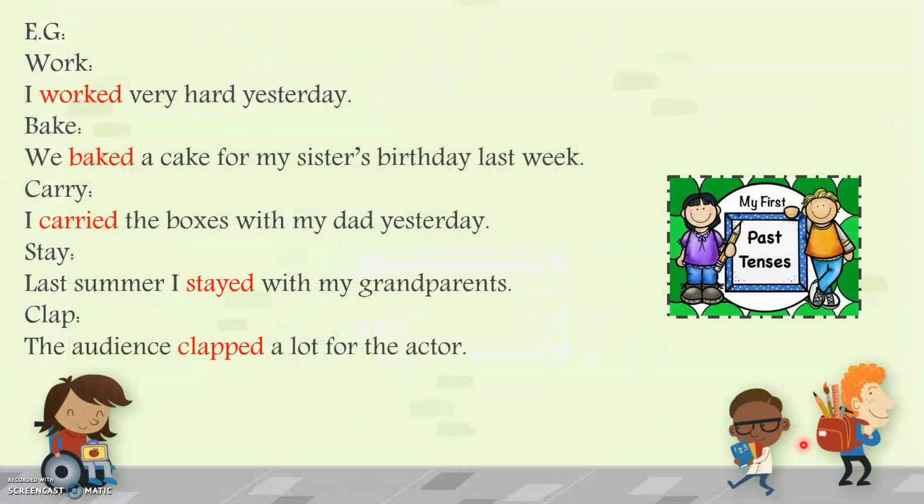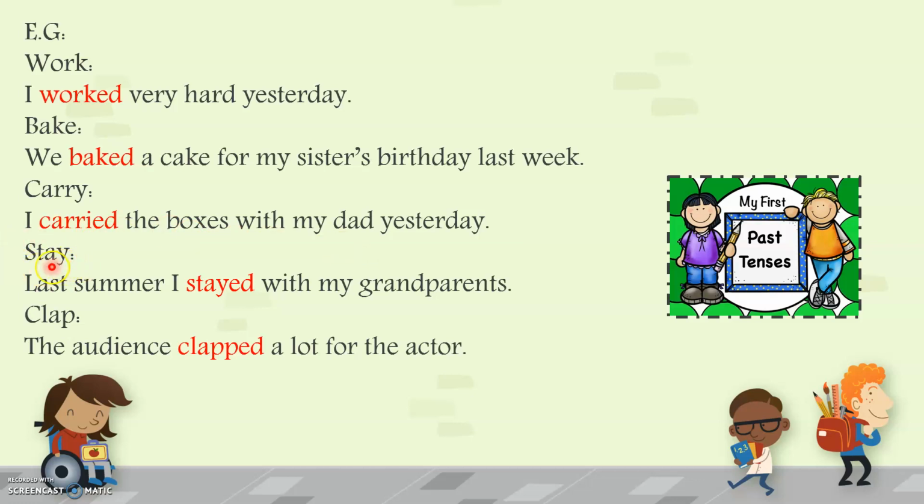So let's take a look at these examples. For example, work. This is a regular verb. I worked very hard yesterday. Bake, the verb ends with e, so we only add d to the verb. We baked a cake for my sister's birthday last week. Carry, it ends with Y. Before the Y, we have a consonant, so we're going to cross out the Y and add IED. I carried the boxes with my dad yesterday.